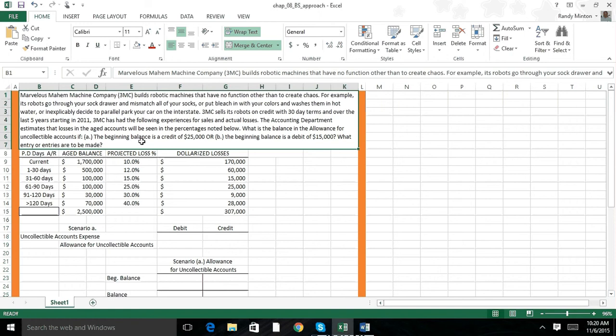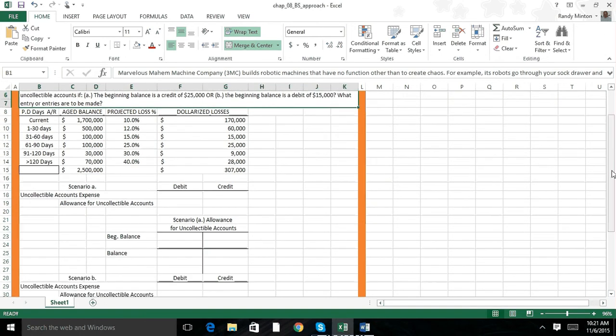And then it goes into what it wants you to do again. All right, so we've already made this calculation here. So let's go down to the first scenario and see what would happen.